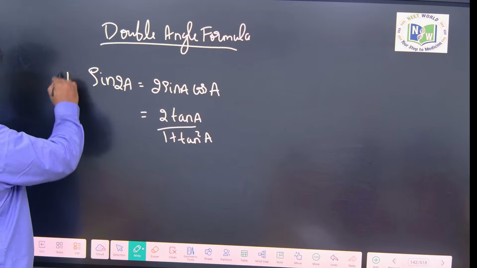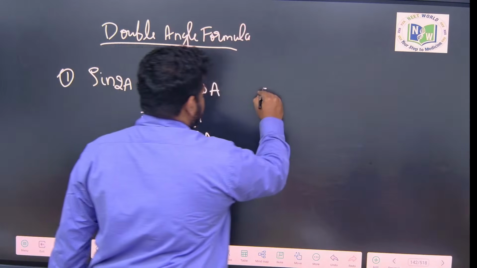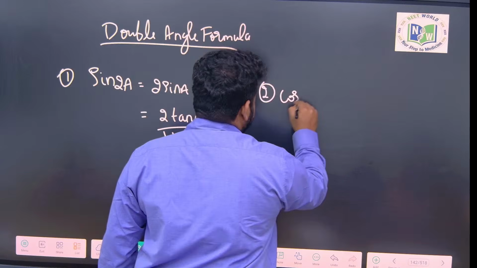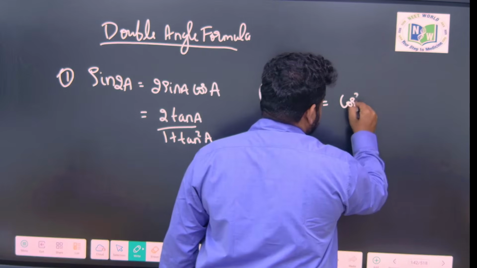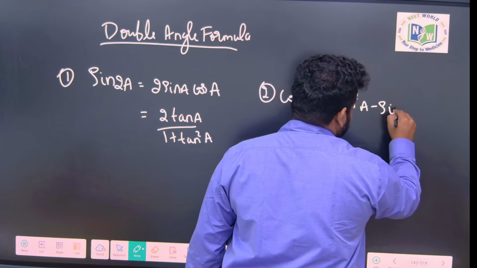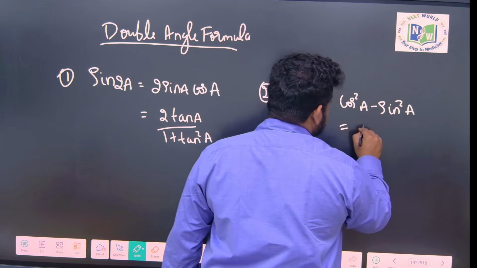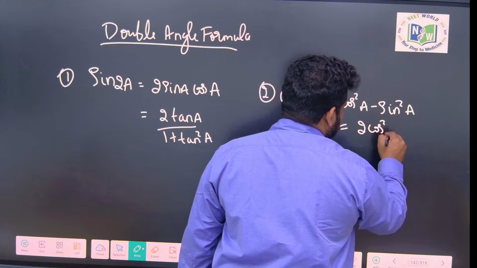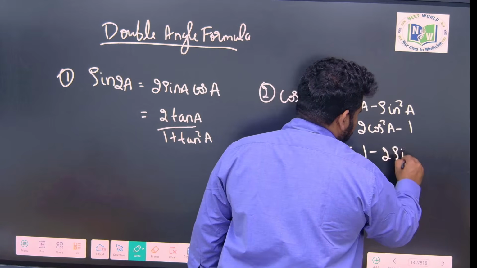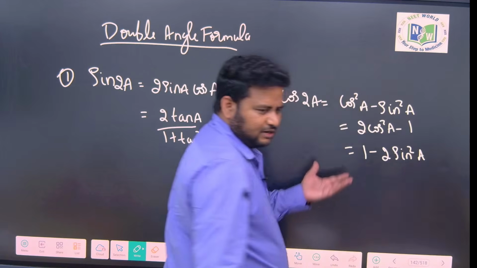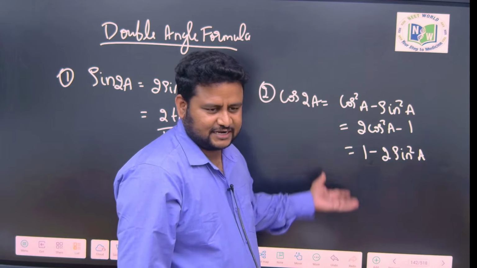Next, when it comes to cos 2a. Cos 2a is highly important. This can be written as what? Cos square a minus sin square a. This can also be written as 2 cos square a minus 1. This can also be written as 1 minus 2 sin square a. What all I am writing, this already you know. I am just writing it again.